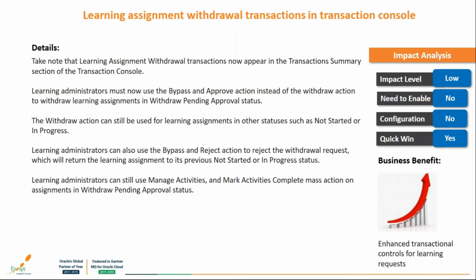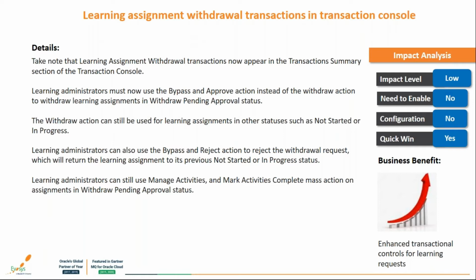This actually enhances the transactional controls for learning requests. Now, learning administrators can also use the bypass and reject action to reject the withdrawal request, which will now return the learning assignment to its previous not started or in progress state. So this is basically for the learning administrators, and it helps them get better control on other learning requests that are present in the system.